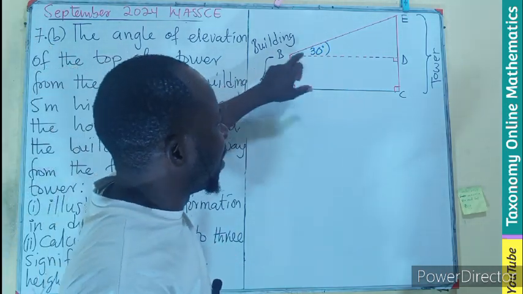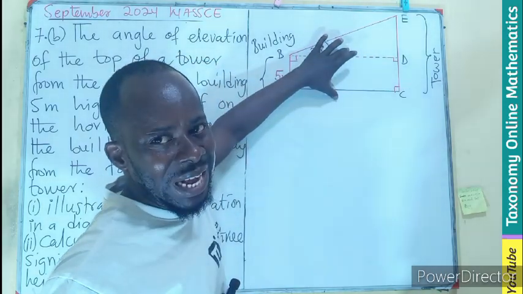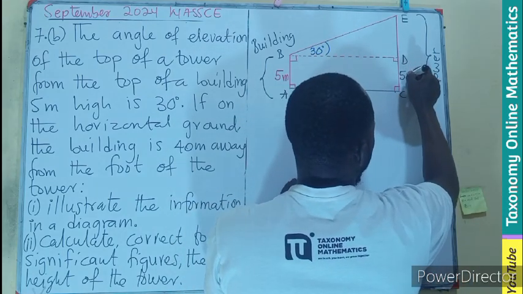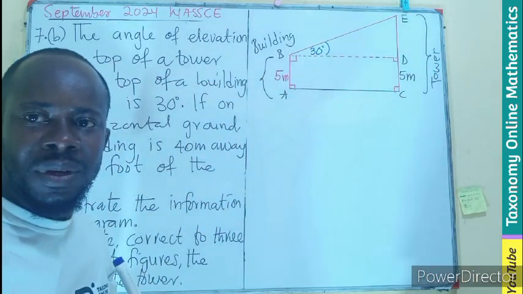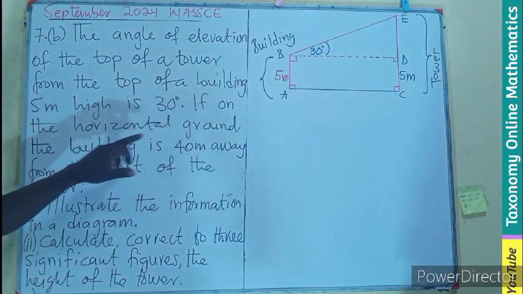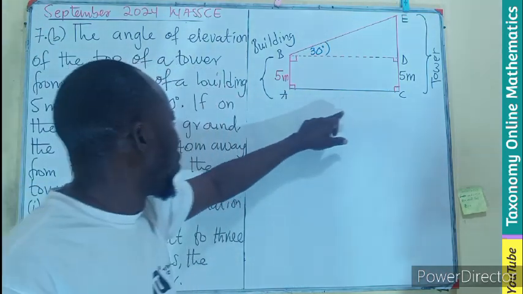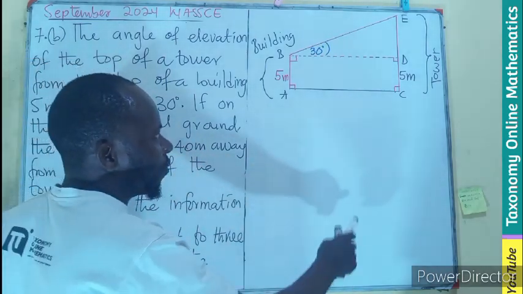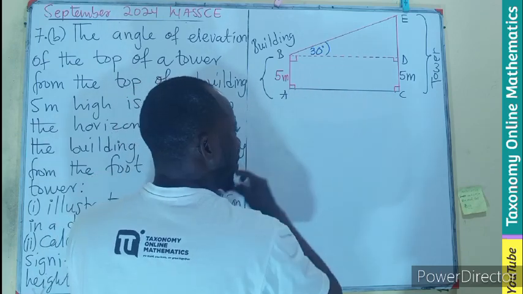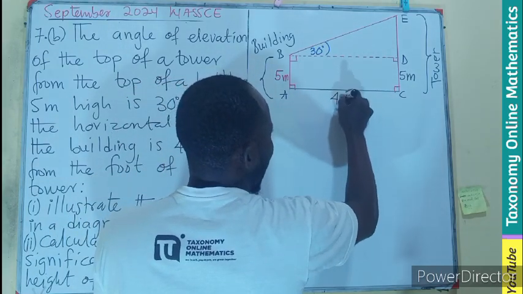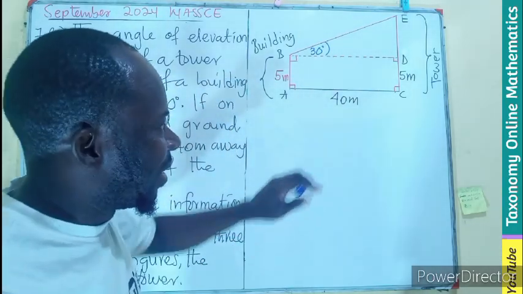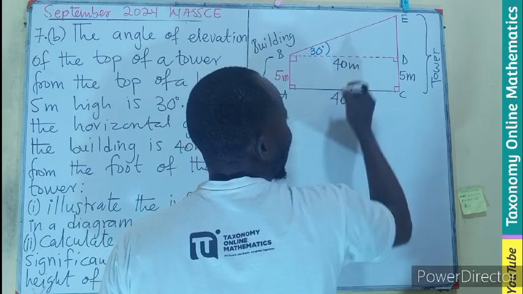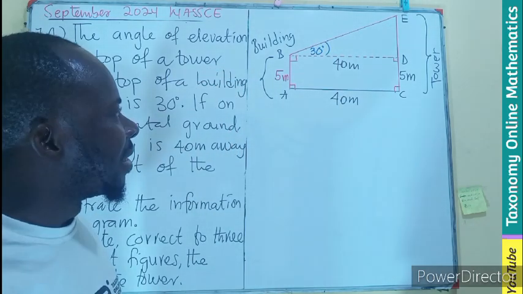If ABCD is a rectangle, then it means that this very side here will also be 5 meters. Right? Good. Now, if on the horizontal ground, that is AC, the building is 40 meters away from the foot of the tower. So this is the building, 40 meters away. I can also label here as what? 40 meters. Since this is a rectangle, that will also be the length as 40 meters. Let's see. Yeah, we have two sides that are left without a mark.